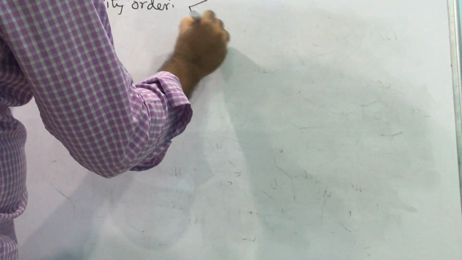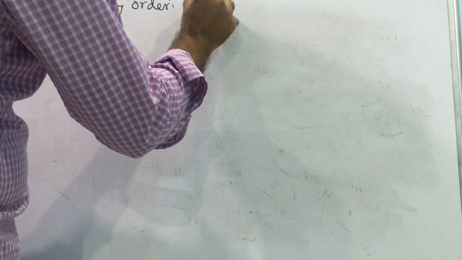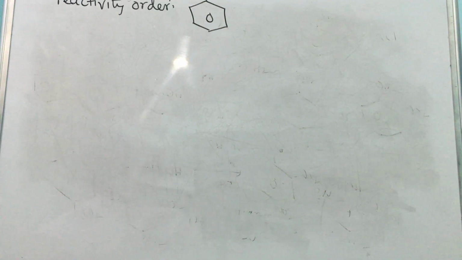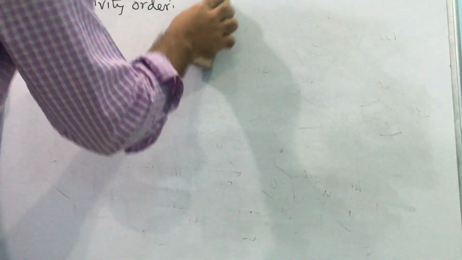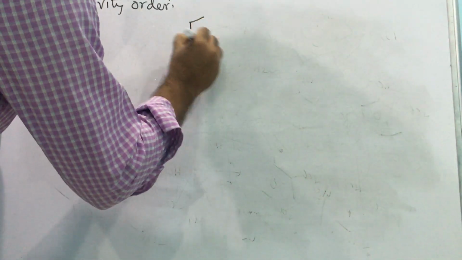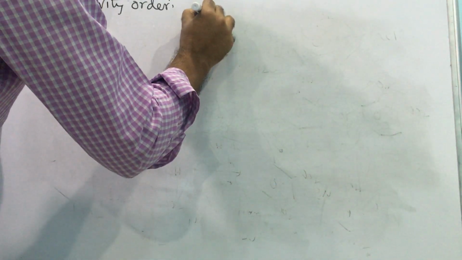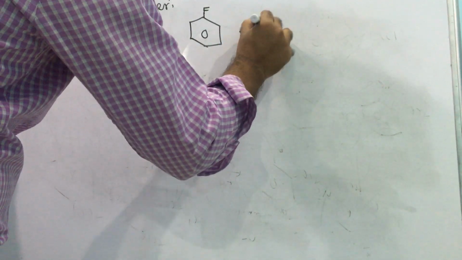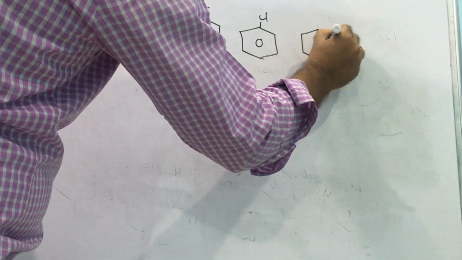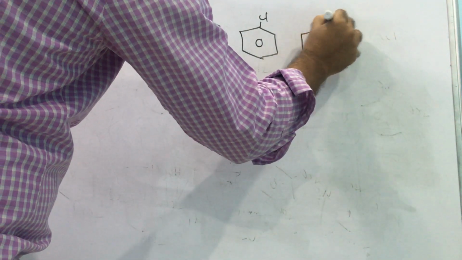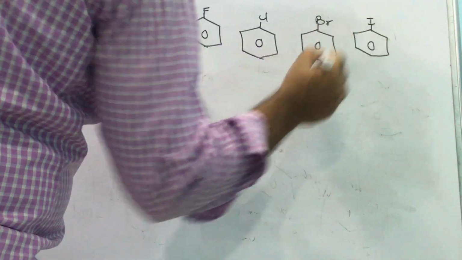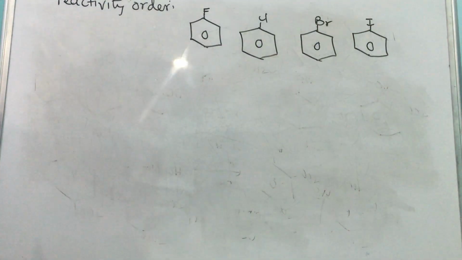Now I am taking, one minute. In this reactivity order, I will write some words down. One is fluorobenzene, another is chlorobenzene, the next one is bromobenzene, and the next one is iodobenzene. By themselves they are very less reactive in nucleophilic substitution reactions.